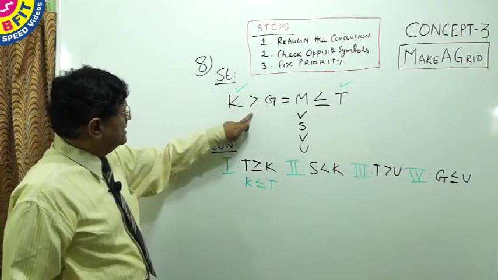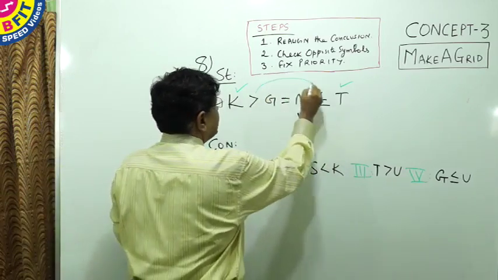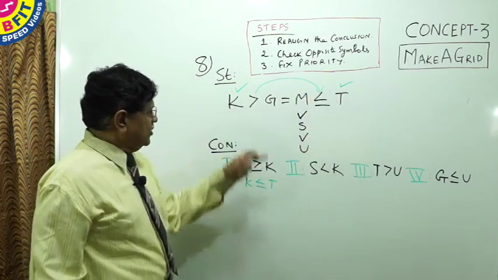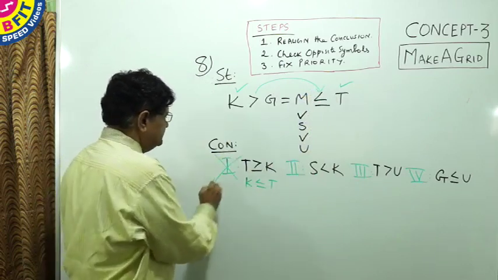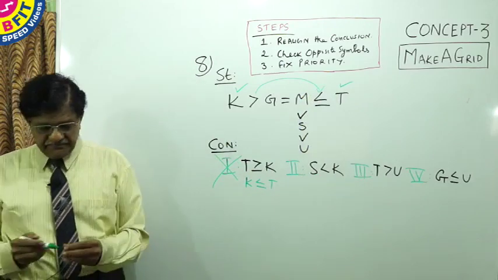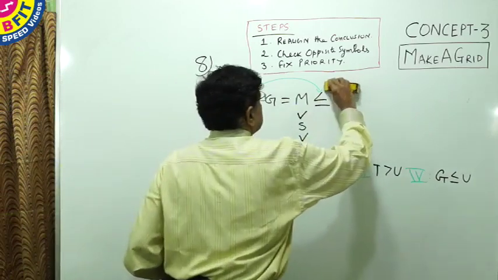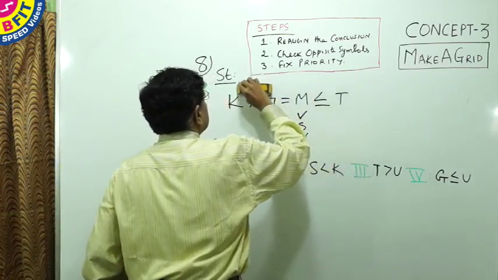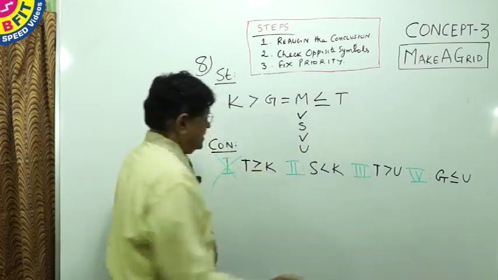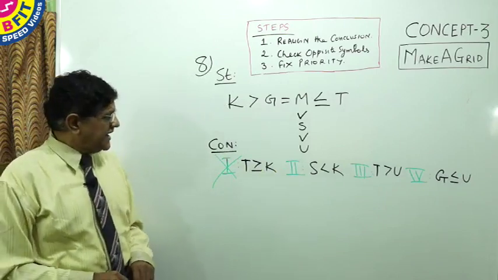Now if you look at this K and T, there is a conflicting statement. Therefore, no conclusion is possible. So conclusion 1 does not follow. Let us verify conclusion 2. Conclusion 2 is S is less than K.